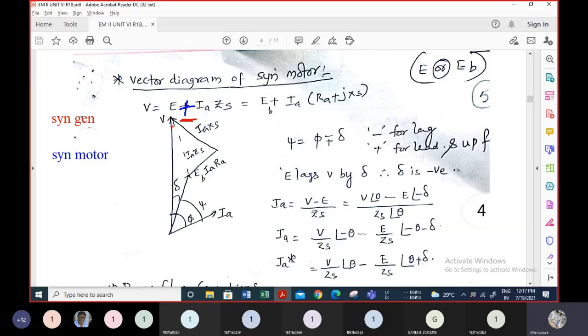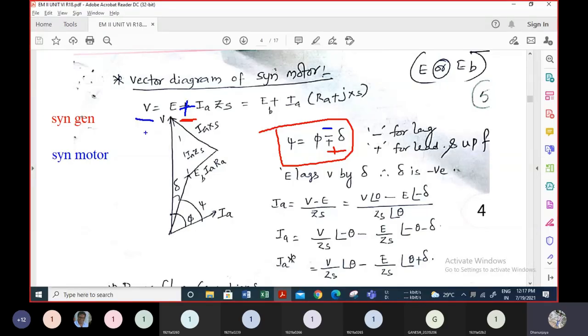If you know one topic clearly, obviously the other relation will be the same. We have discussed the same relation: for the synchronous generator, it is plus, psi equal to delta plus delta. For the synchronous motor, what does it mean? It is minus. So we already discussed all the cases for the synchronous generator, and for the synchronous motor it is just the opposite sign.